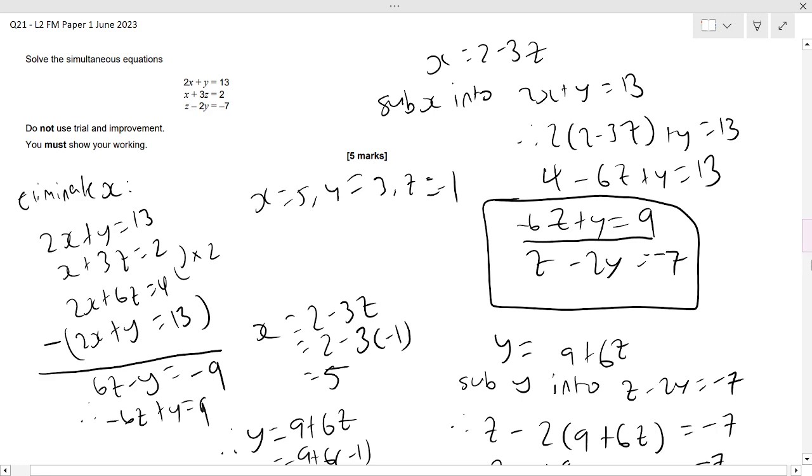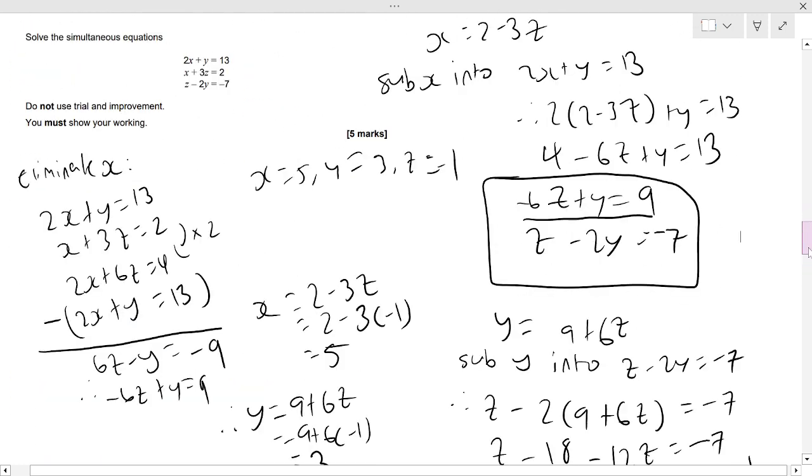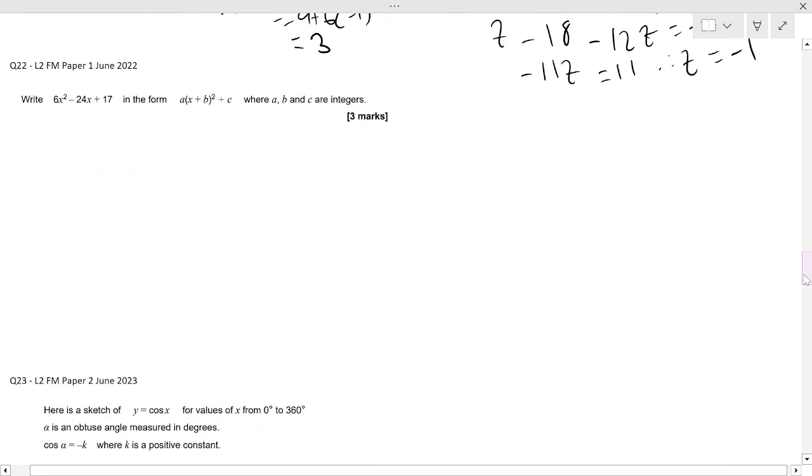But there we are. Cool. Okay, question 22. So then it's asked us to write this in the form. So a pretty common one, really. You just need to complete the square, which is actually a normal GCSE maths technique. But here it's a bit awkward because we've got a number of 6 in front of the x squared. Wow, how are we going to deal with that?